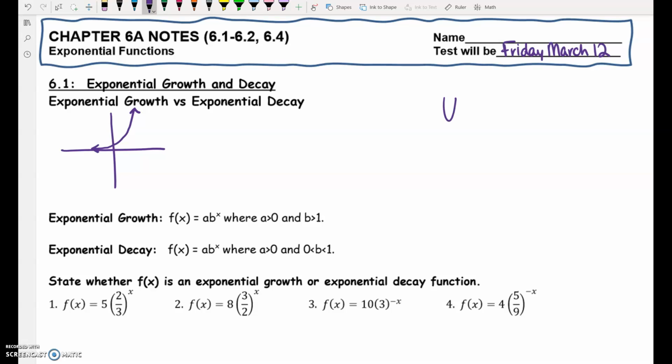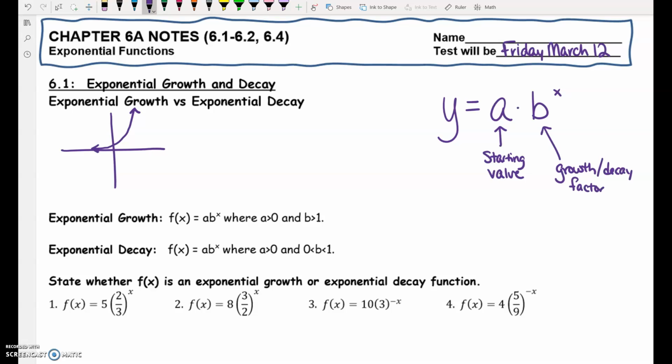Both exponential growth and decay use this model, a times b raised to the x. A is always the starting value. So if we start with 5 virus cells, that A would be 5. B is the growth factor or decay factor. So if the virus is doubling, then that B value would be 2.